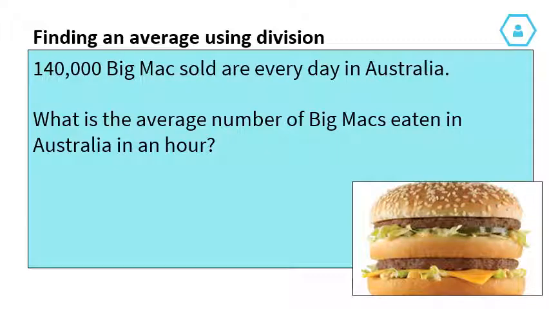Here we've got another word problem, and I've included this on your worksheet as well, just as an example. 140,000 Big Macs are sold every day in Australia. What is the average number of Big Macs eaten in Australia in an hour? Well, I've got my total number here, which is 140,000.